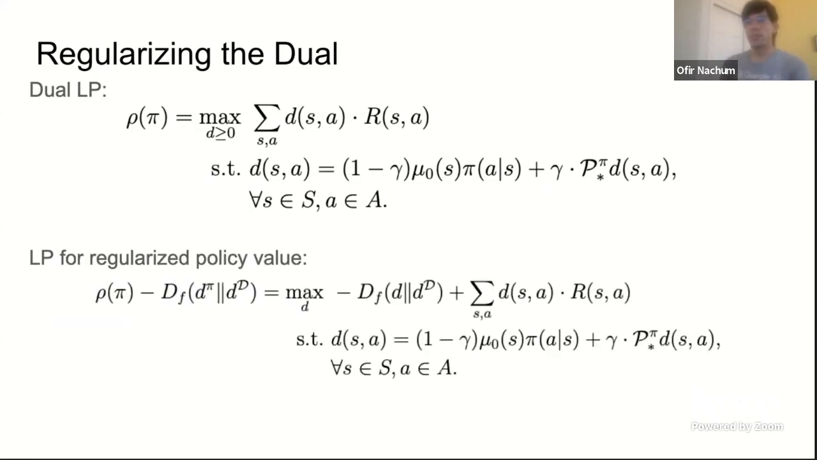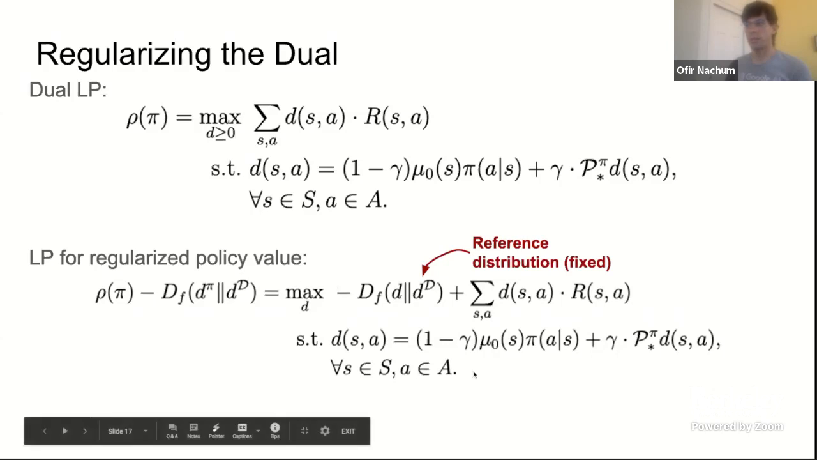And now there's a lot of choice in how we regularize this. I'll just reveal the choice that ends up working well. And the regularizer we're going to use is the F divergence. So we're going to fix some reference distribution D superscript D. And then the F divergence of D from that reference distribution is some function of D. And that function will act as a regularizer on our dual LP.